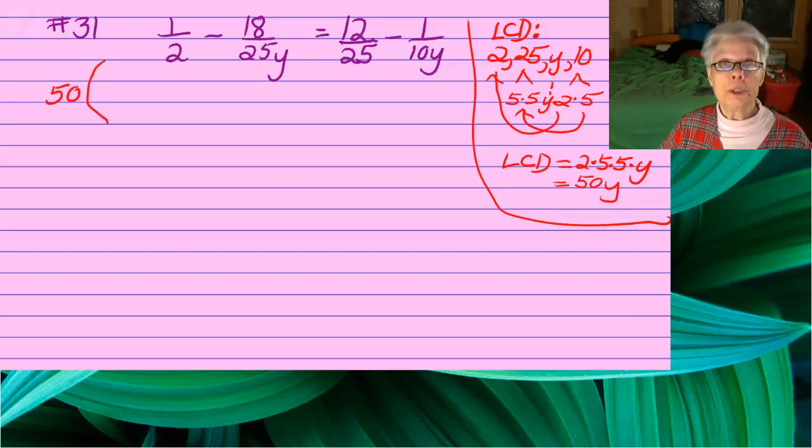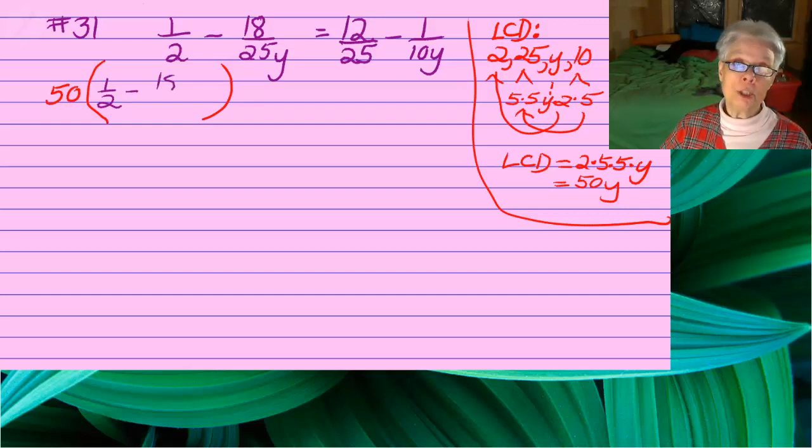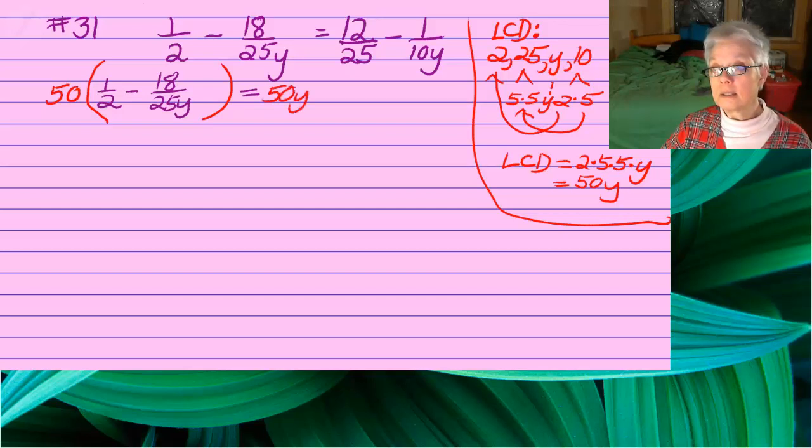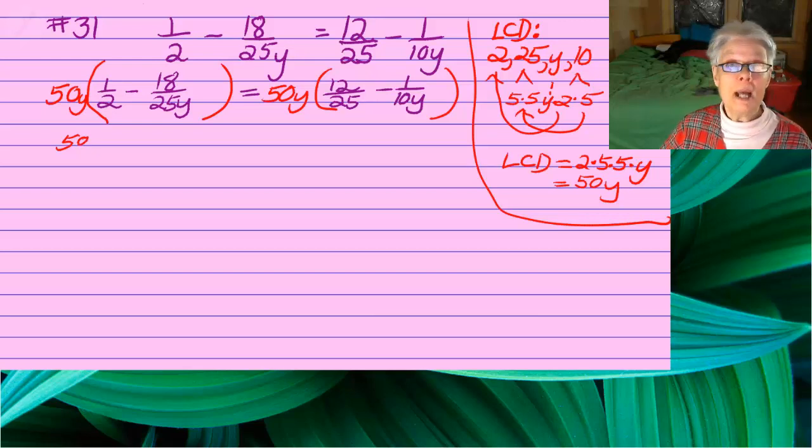All right, I'm going to multiply both sides of the equation by 50y. Notice I put each side of the equation in parentheses. Oops, I should have said 50y there, not 50. There, good. All right. Okay, now distribute.